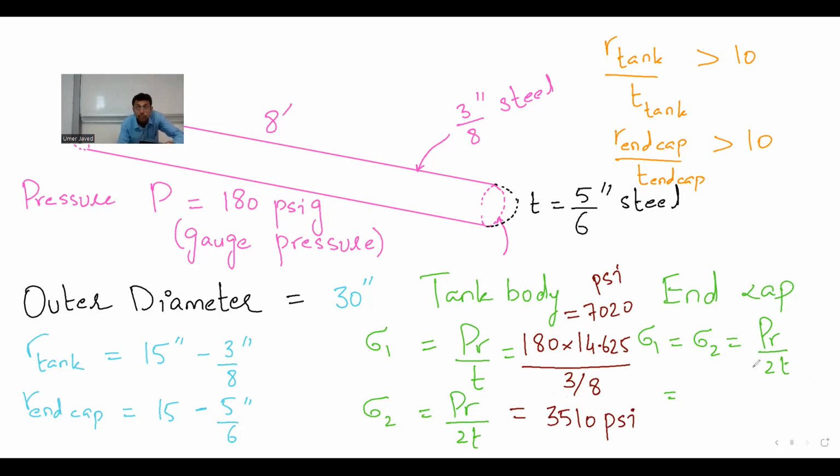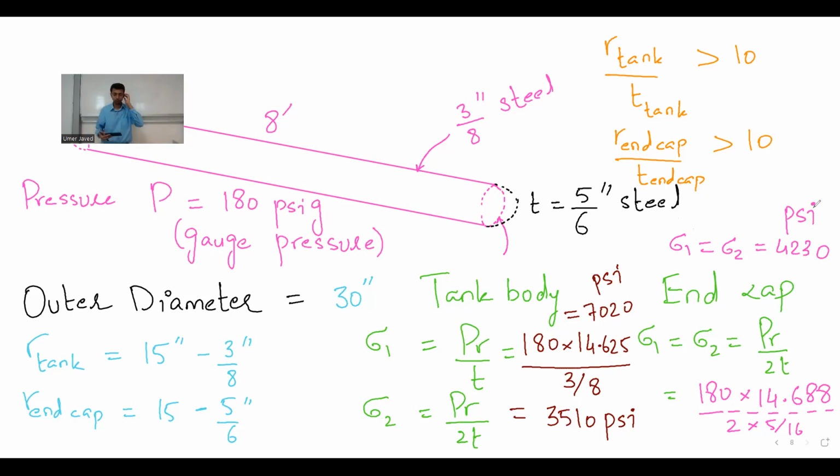Similarly, stress 1 equal to stress 2 equal to PR over 2T, but this time it's the end cap. So I will use an entirely different color. P is 180, R is 14.688, because the thickness of the spherical tank and the thickness of the cylindrical tank are different, right? That's why R and T are different. 2 into 5 by 16. So the answer is 4230, right? So I get stress 1 equal to stress 2 equal to 4230 pound per square inch.